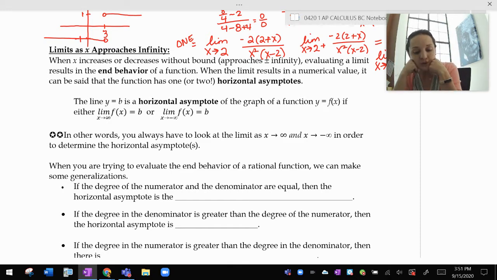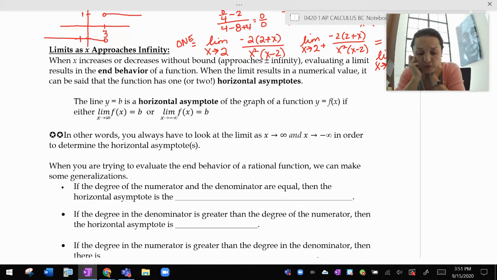When x increases or decreases without bound, in other words, x approaches positive or negative infinity, evaluating a limit results in the end behavior of a function. That means, does it approach a horizontal asymptote? Does it just shoot off into space? Does it wiggle? I don't know.